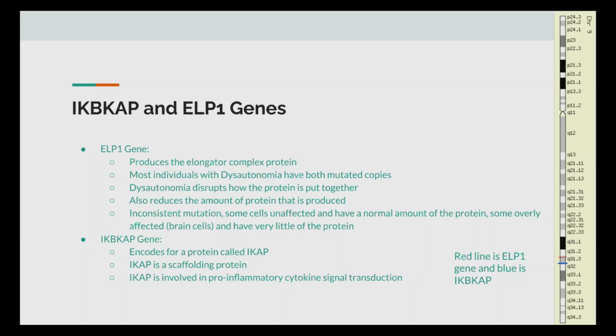The mutation is inconsistent: some cells are unaffected and have the protein, and some are overly affected, which includes brain cells. The IKBKAP gene encodes the protein called IKAP, and it's a scaffolding protein. It is also involved in pro-inflammatory cytokine signal transduction, which is basically a fancy way of naming something that plays a pivotal role in the immune response. Over here in the image on the right is chromosome 9, and the red line is where the ELP1 gene is located, and the blue is where the IKBKAP gene is located. So they are very close together.